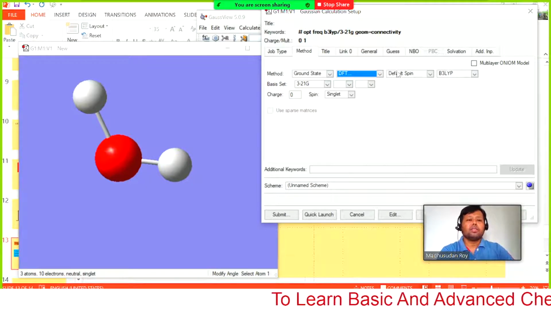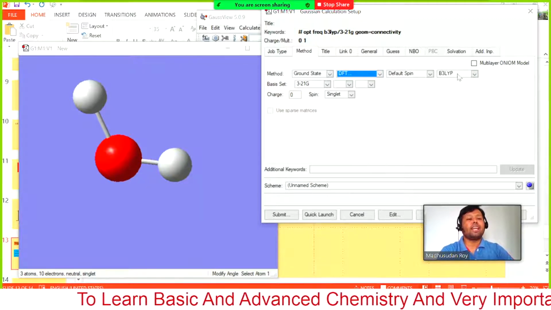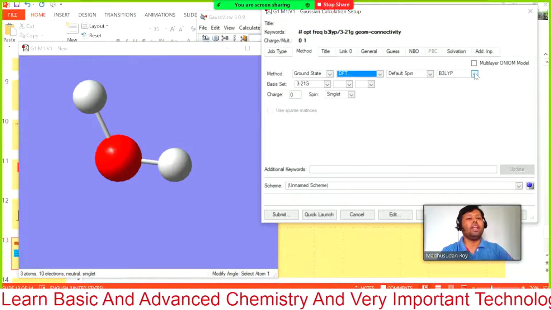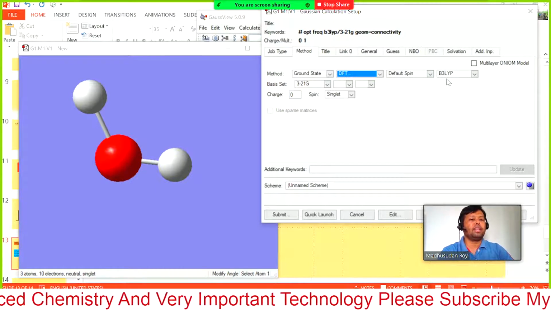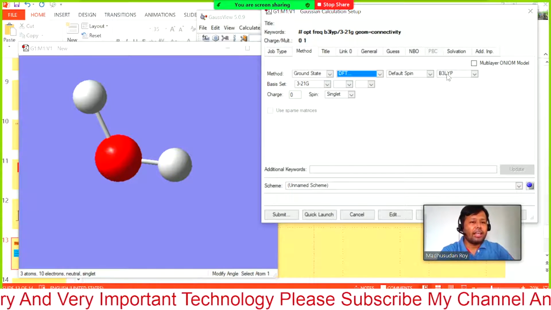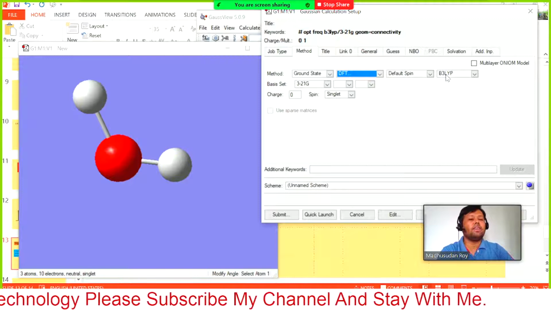And in the last class I mentioned this, that the scientists from Taiwan received the Nobel Prize for inventing this type of calculation method, B3LYP. This is L. This L is the first part of the name Lee.